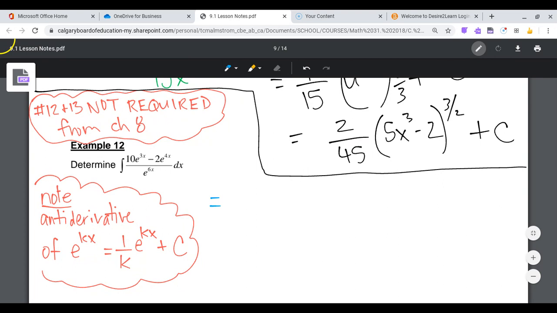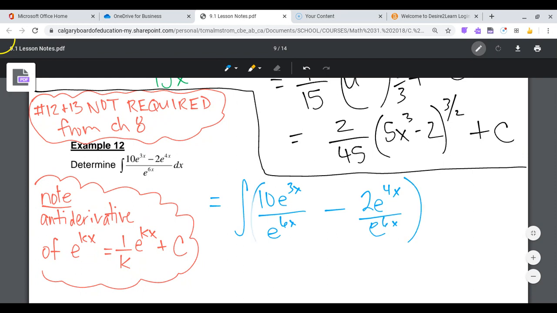Okay, so if you're interested or you're looking at this in June, what would be the integral of this particular exponential function? What I would first of all do is write this as two separate pieces. So 10e to the power of 3x on e to the power of 6x, minus 2e to the 4x on e to the power of 6x, all in terms of x.